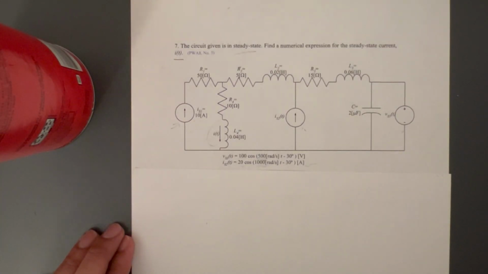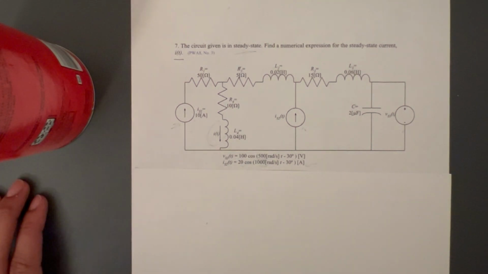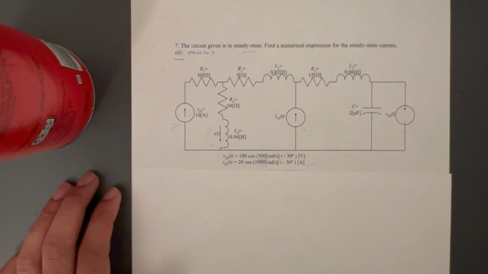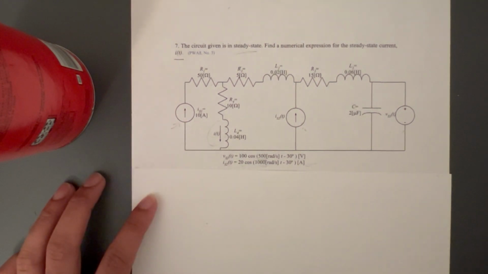Hello everyone, today we'll be solving problem 7 from homework number 7. So this is a phasor problem, and with any phasor problem, the first thing you want to check for is the frequencies of the independent sources, the independent AC sources.